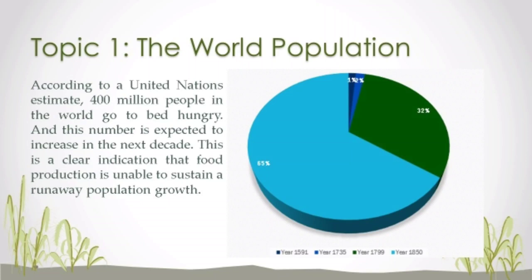According to the United Nations estimate, 400 million people in the world go to bed hungry, and this number is expected to increase in the next decade. This is a clear indication that food production is unable to sustain runaway population growth. Nowadays, people increase and multiply very fast.